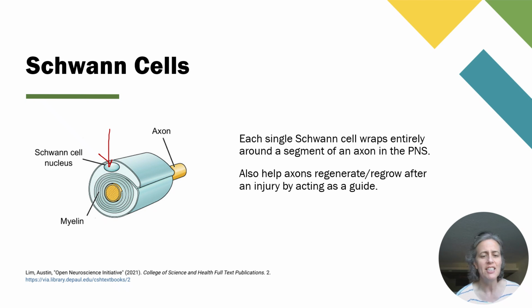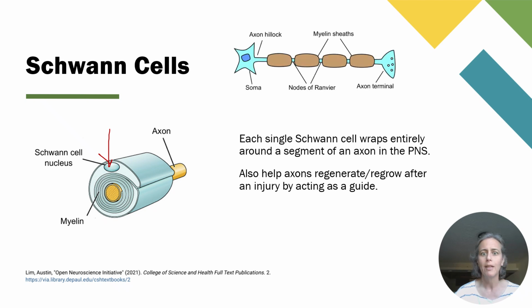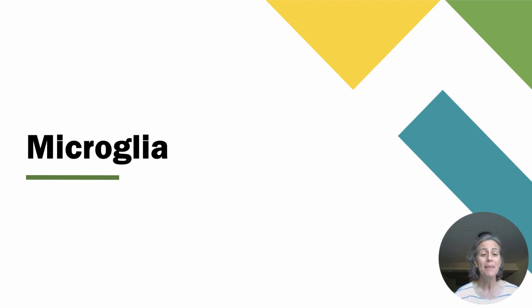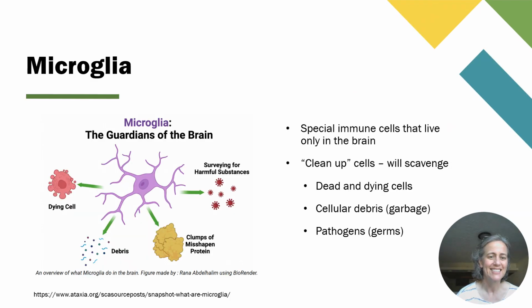So that's kind of neat. You can see an image in the textbook on that as well. So that's oligodendrocytes and Schwann cells. One makes the myelin sheath in the CNS, the other makes the myelin sheath in the peripheral nervous system. Anyway, microglia are next.